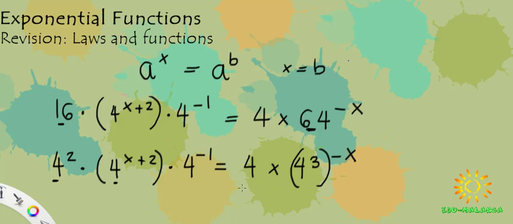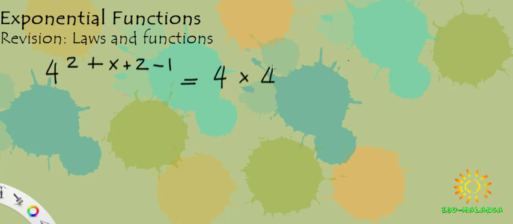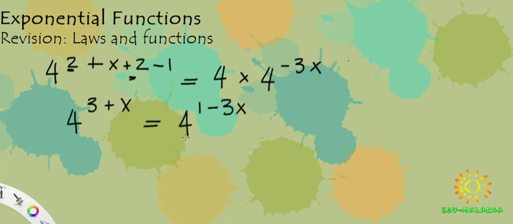On this side, we have the 4 as it is, but the power law says we must multiply these exponents. So on this side, we're going to have 4 times 4 to the power minus 3x. So let's simplify all these numbers. We have 2 plus 2, that's equal to 4, minus 1, so that's 3 plus x on this side. Here we have to bring everything under the same base. So we're going to have 4 to the power of 1 minus 3x. So now we have the same base on our equation on both sides.